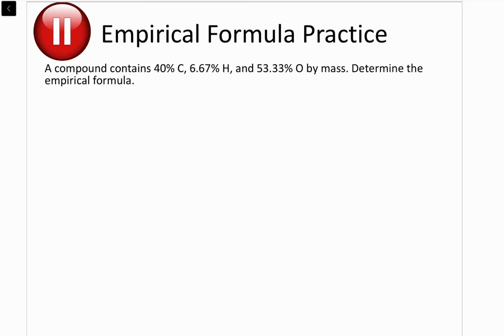Hey folks, here's an example of another empirical formula question. Let's go through it together. If you want to attempt this by yourself, just pause the video right now, and then we're going to walk through this together to show you how we can solve this equation. If you'd like to pause it and try by yourself, highly recommended. Pause it now, and then we'll take it up.